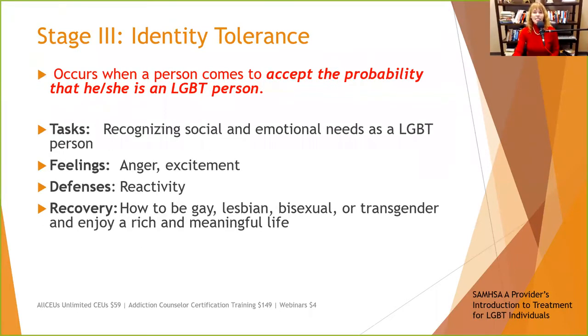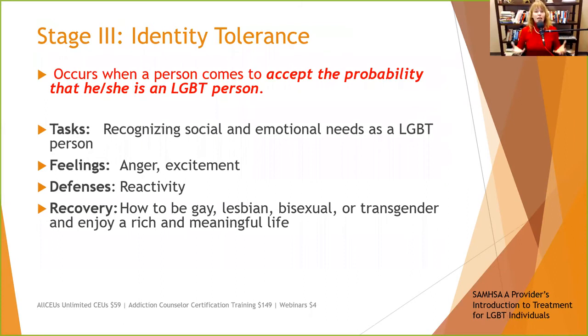Stage 3 is identity tolerance, and occurs when a person comes to accept the probability that he or she is an LGBT person. They need to start recognizing their social and emotional needs as an LGBT person. What does that mean? What do I need from my family, from my community, for myself? They may have some feelings of anger at this point. I didn't want to be this way. I didn't want this to happen. But they also, again, may still have feelings of excitement.